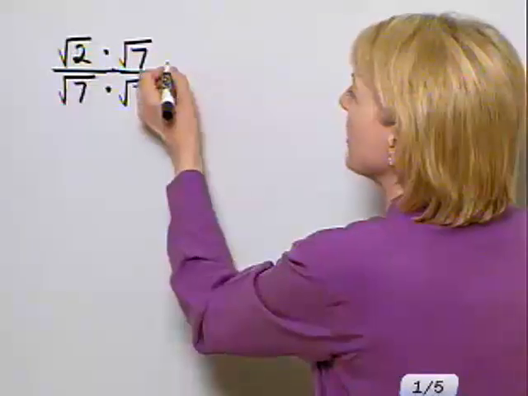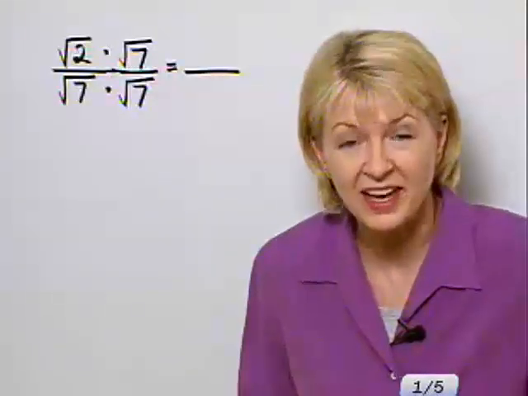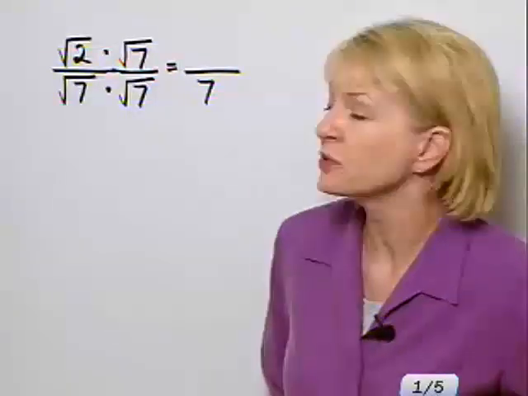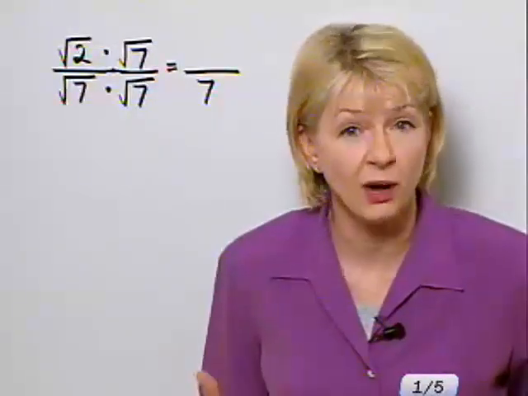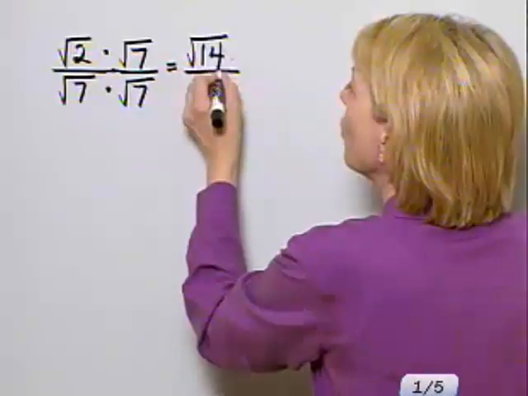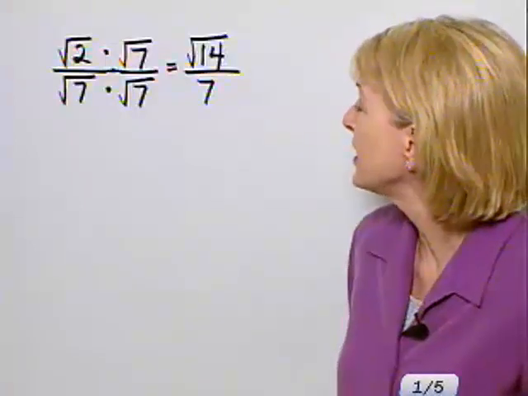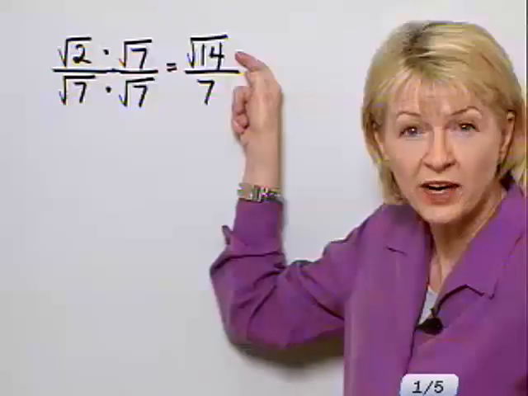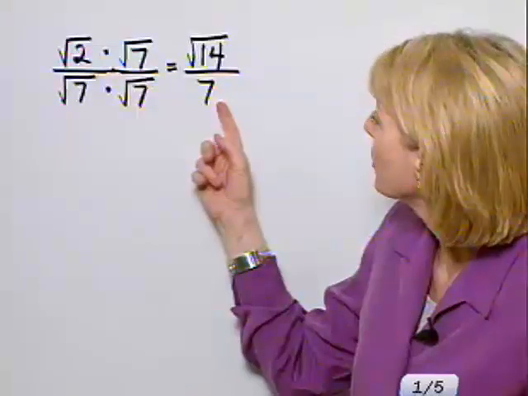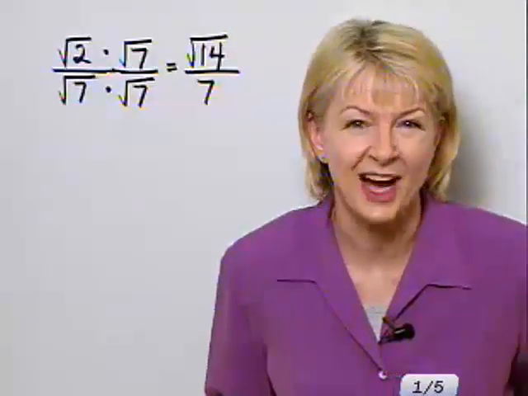Well, let's see what we have. In the denominator, square root of 7 times square root of 7 is 7. And in the numerator, square root of 2 times square root of 7, by the product rule, is the square root of 2 times 7, or 14. Is there any simplifying that can be done? The answer is no. No perfect squares contained in 14 other than 1. And of course, I have just rewritten it so that I no longer have a radical in the denominator.